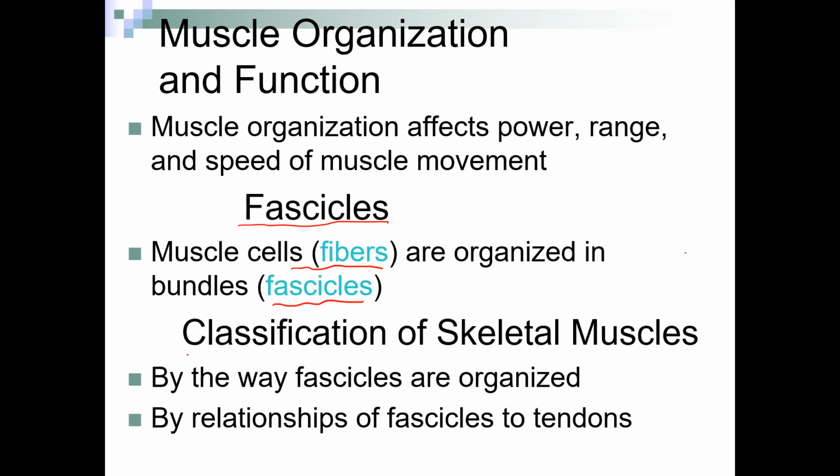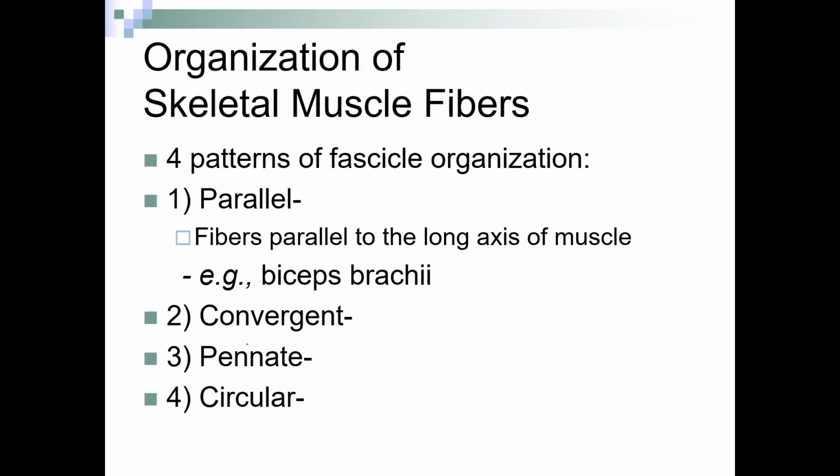And now we classify the skeletal muscles based on how the fascicles are organized. So there are 4 major ways in which we can organize these fascicles. We have parallel organization, right? That simply means all the fascicles. Let's say this is a bundle here.